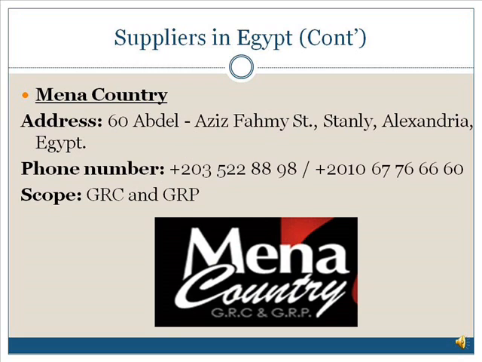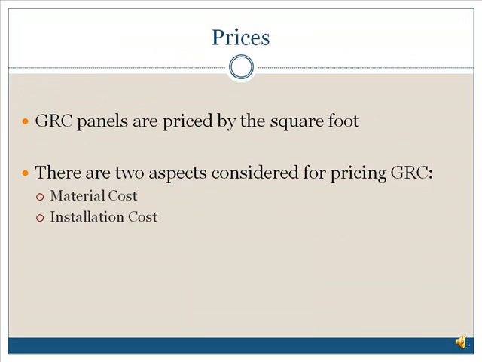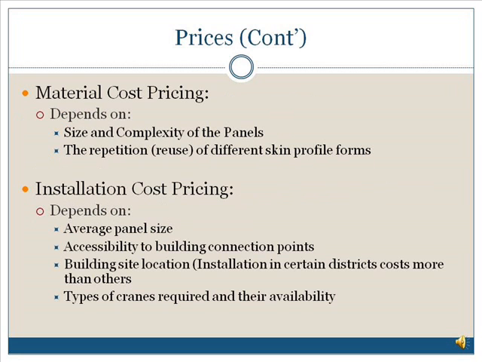Mina Country in Alexandria, and the ordering process happens through contacting the suppliers directly and asking for implementation of GRC inside. And usually GRC is very custom made, so the client has to specify the use of GRC in their site. As for the prices, the GRC panels are usually priced by square foot or square meter in the case of Egypt. The 2 aspects that affect the pricing of GRC are the material cost and the installation cost.